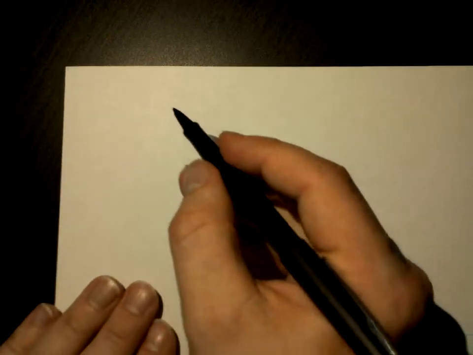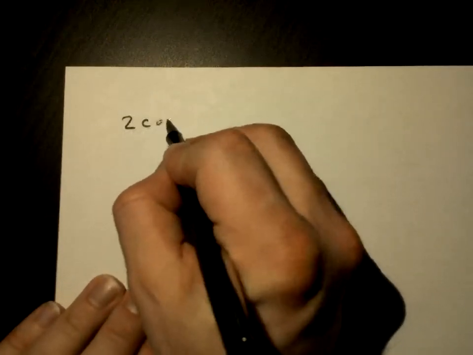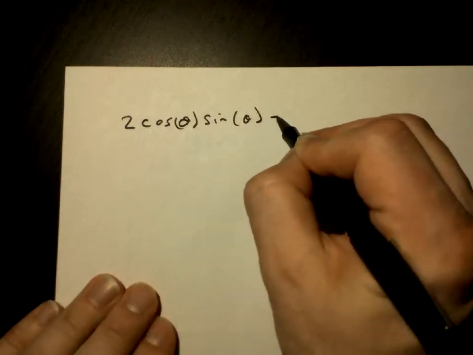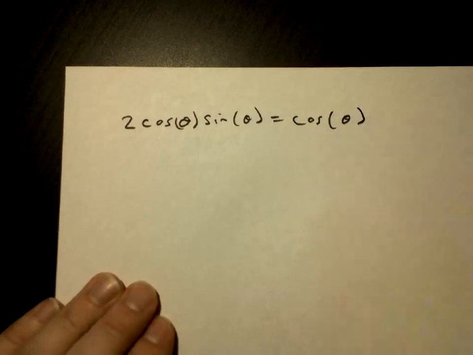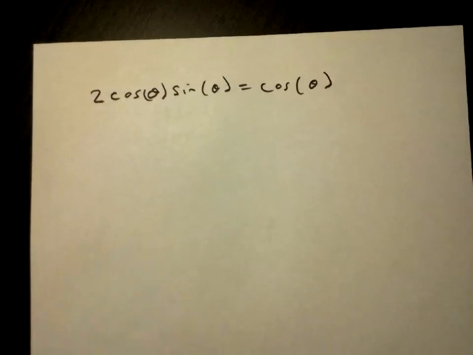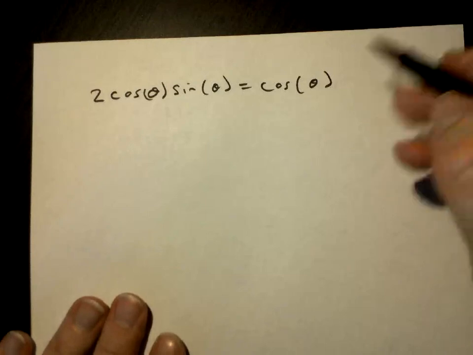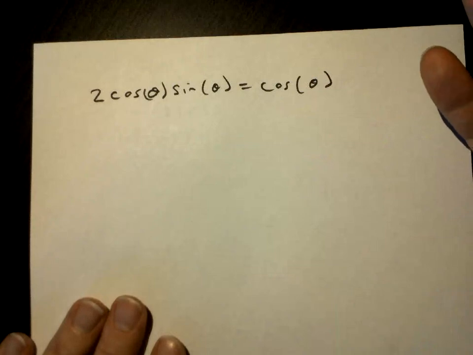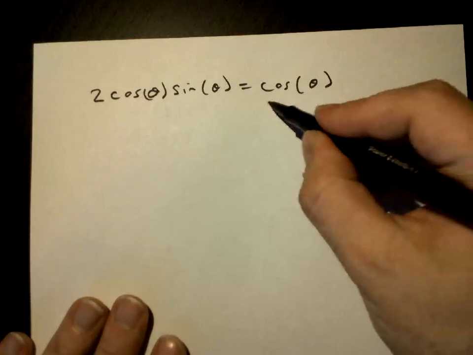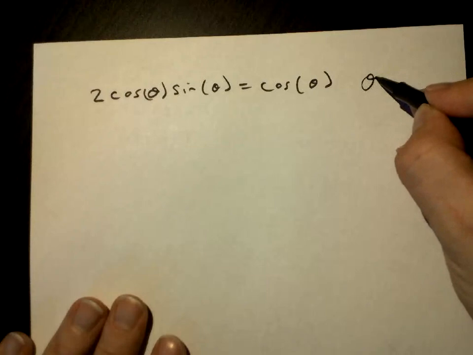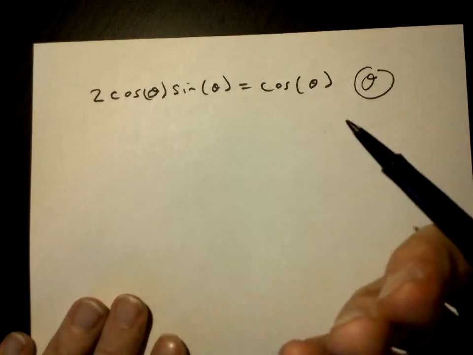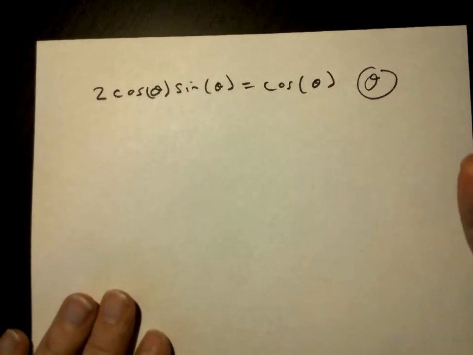Let's make this a little bit interesting, because we like interesting in math, don't we? So 2 cosine theta, sine theta, and let's equal cosine theta. So we have something like that. Now, remember, our goal is to get cosine or sine out, because remember, these are functions. So really, yeah, you are solving for theta, but you're dealing with a function here, or an equation, I should say, too.